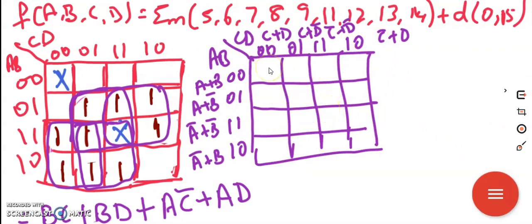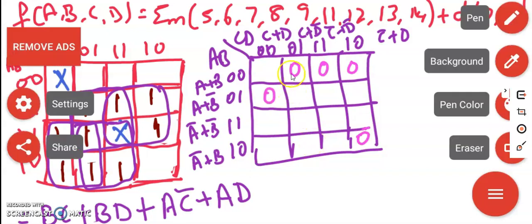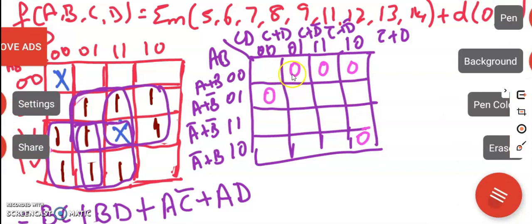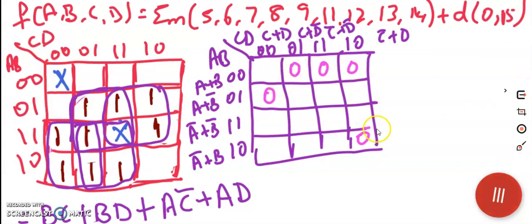Now based on the entries we make, I'm going to solve this with 2 different methods. In the first method, except for the locations where the minterms have been given, in all the rest of the locations I'm going to write zeros. All the empty cells we are going to fill with zeros, and then we are going to make the groups. So in all the empty cells it is filled with zeros now. Now do the grouping, similar to the pairs, quads and octets.